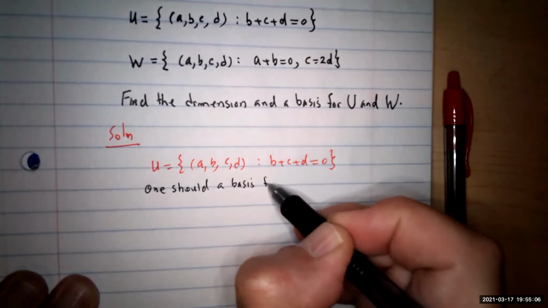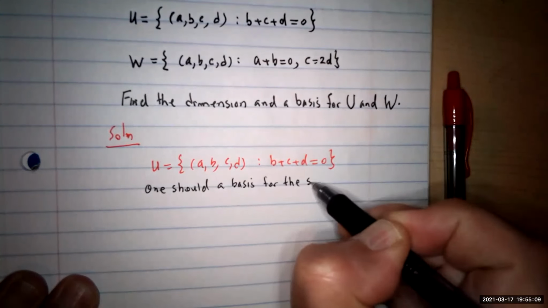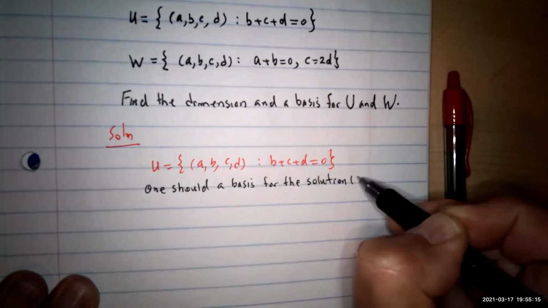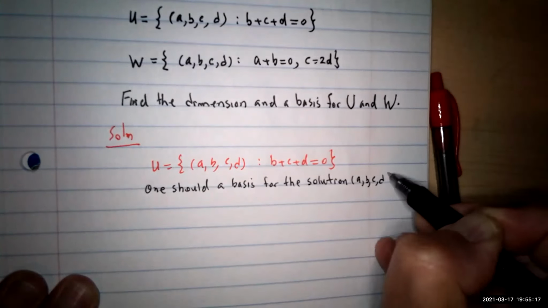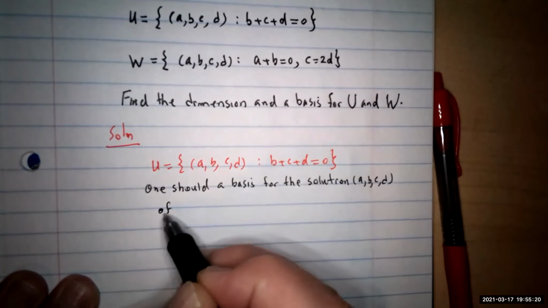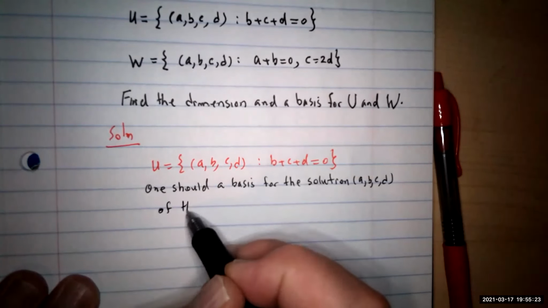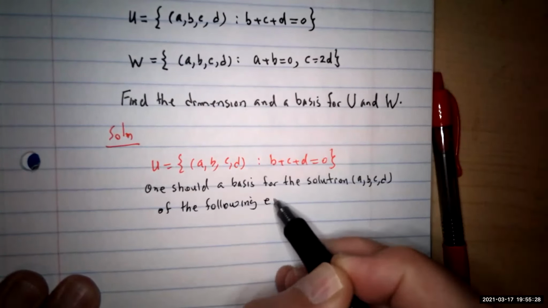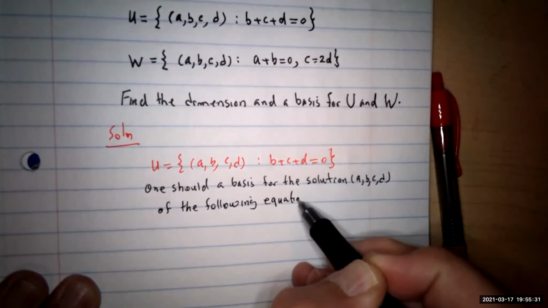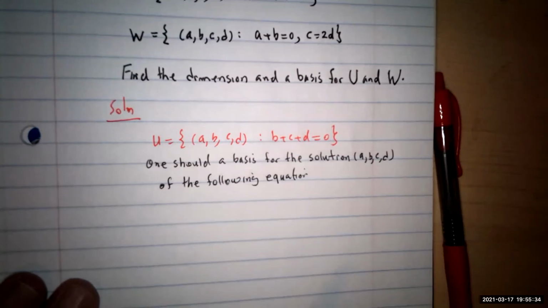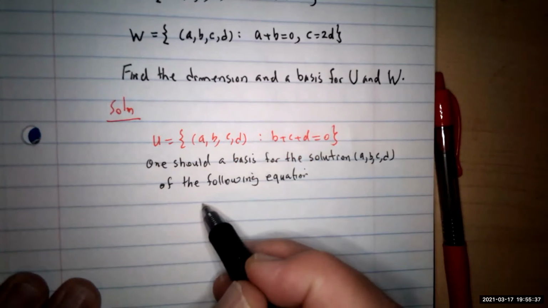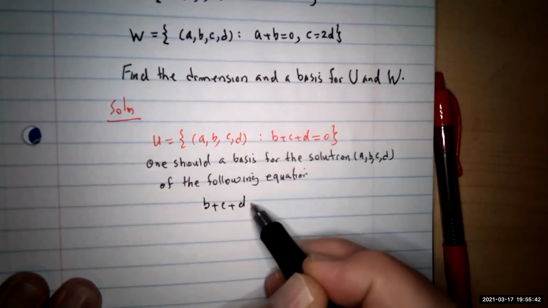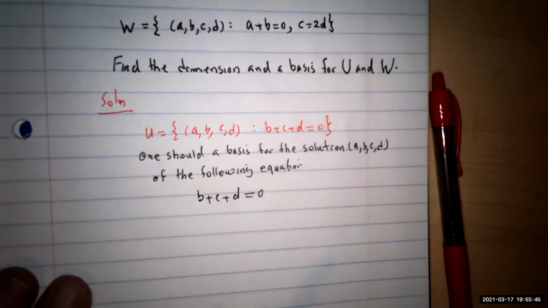for the solutions A, B, C, and D of the following equation. So what is your equation? Your equation is A plus B plus C plus D equal to 0.